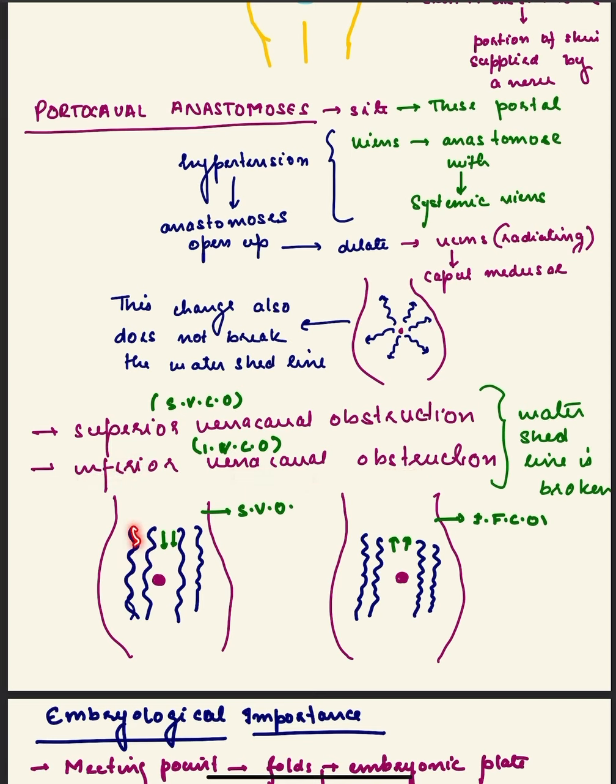As we can see, these are the veins that got all dilated and tortuous over here. The direction of flow of blood is this, and we can see this was the line, and they are crossing the line. So the watershed line is broken. Same as with this side. When inferior vena cava obstruction takes place, the blood moves upwards and crosses this line, and the watershed line is broken.